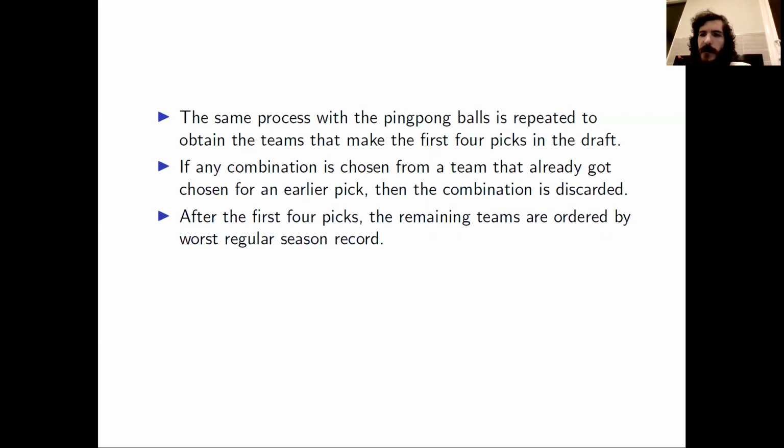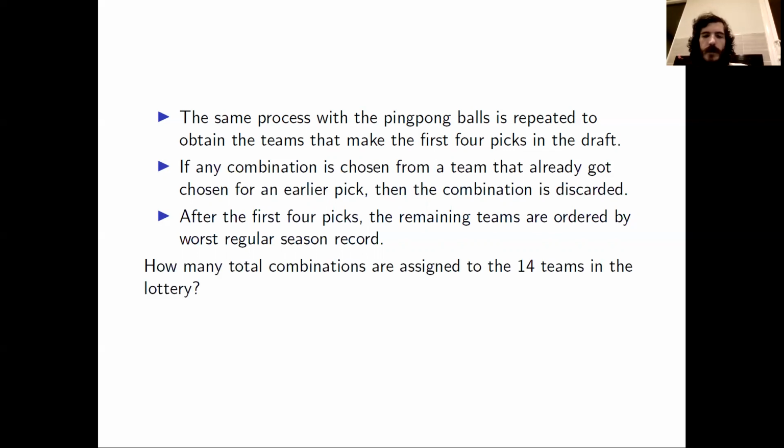After the first 4 picks in the draft are determined, the remaining teams in the NBA draft lottery are ordered just by the worst regular season record. So here is the first combinatorics question that we're going to look at involving the NBA draft lottery. How many total combinations are assigned to the 14 teams in the NBA draft lottery?